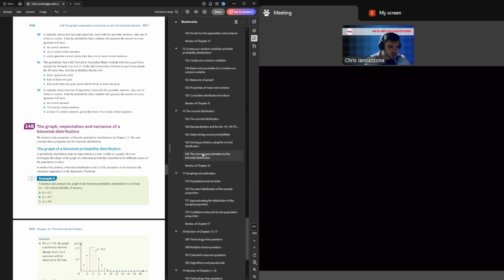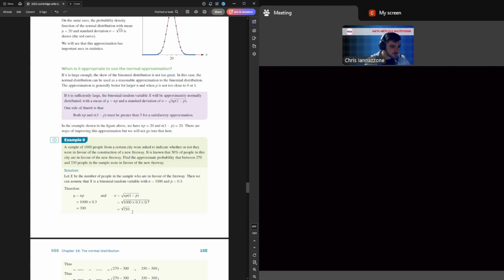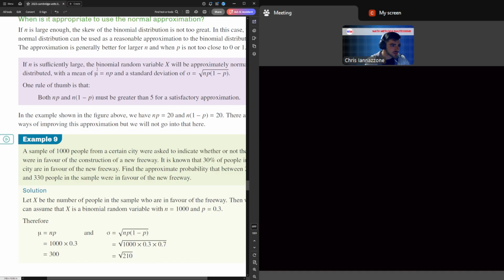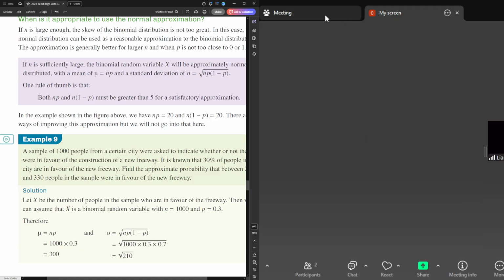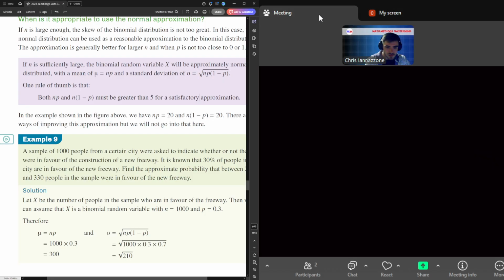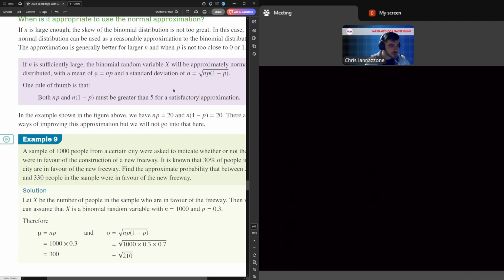So the 2 calculations you need to be aware of are these 2 here. The mean is given by n times p, and the standard deviation is given by the square root of all that. So I'd start by writing out those 2 down. Have you got those copied down?